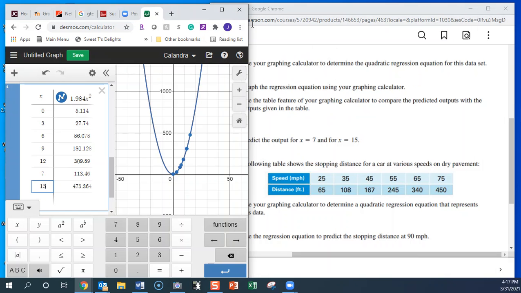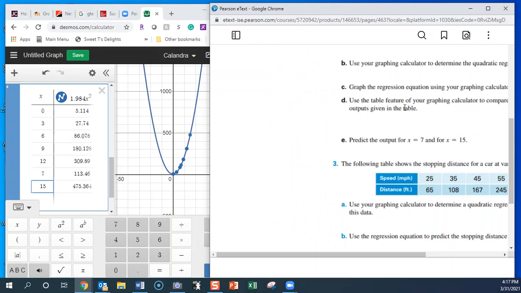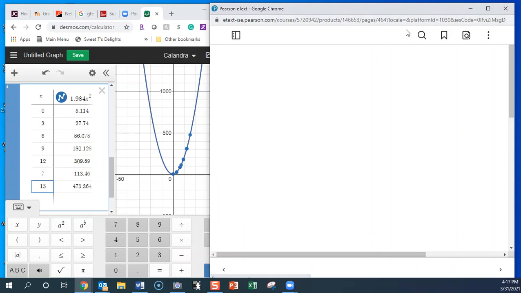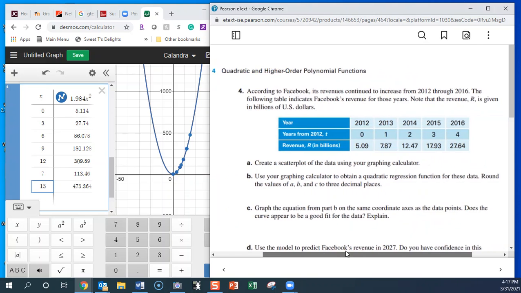All right, now we go here. I said I wanted to do problems 2 and 4. So now we go here to page 440. So we could do problem number 4. Now problem number 4, we have quite a few things to do here. But let's take a look.